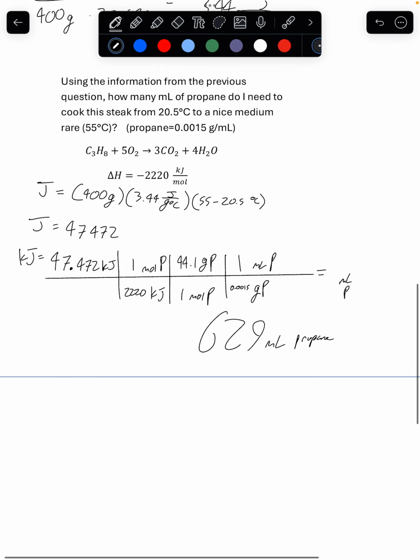Does that make sense for my question, that sign? How many milliliters of propane do I need? You need 629. If somebody asked you how many milliliters of propane do I need, and you said negative 629, that wouldn't make sense. And if I was writing the test, I would mark you wrong for that because it's silly. So positive 629 milliliters of propane.